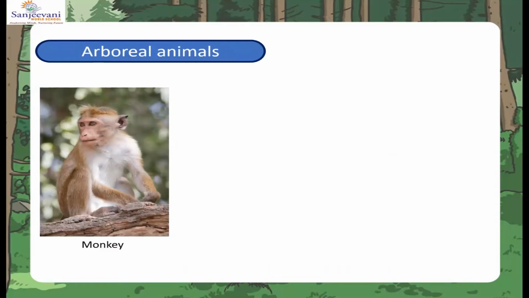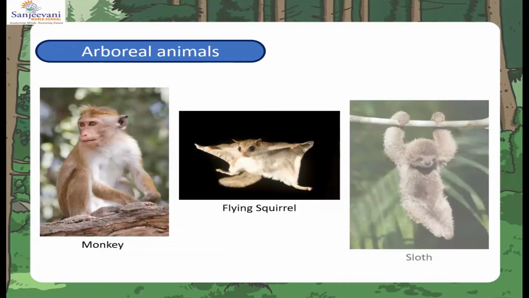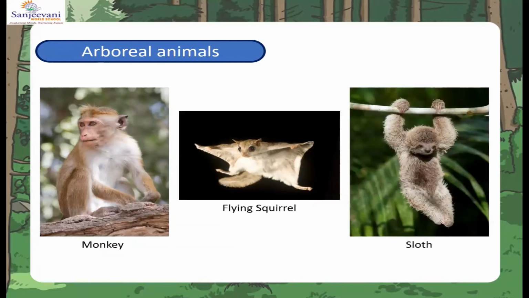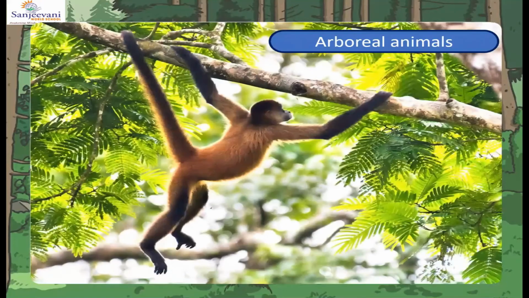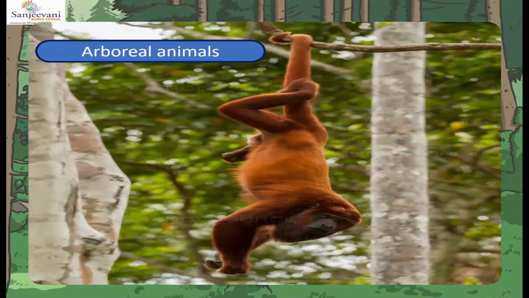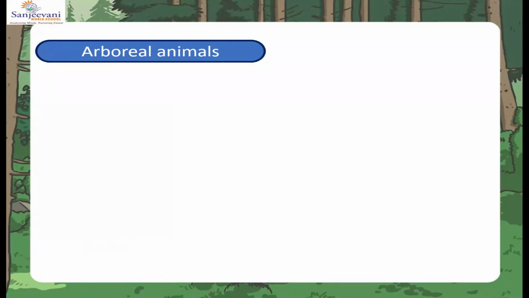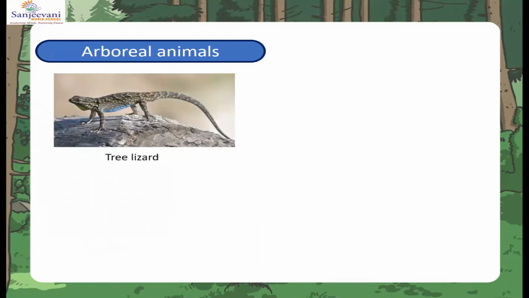Moving ahead to arboreal animals. Animals such as monkeys, flying squirrel, sloth spend most of their time on tall trees. These animals are called arboreal animals. Monkeys are able to swing on trees through their strong arms and legs. They can grip branches with their tails.